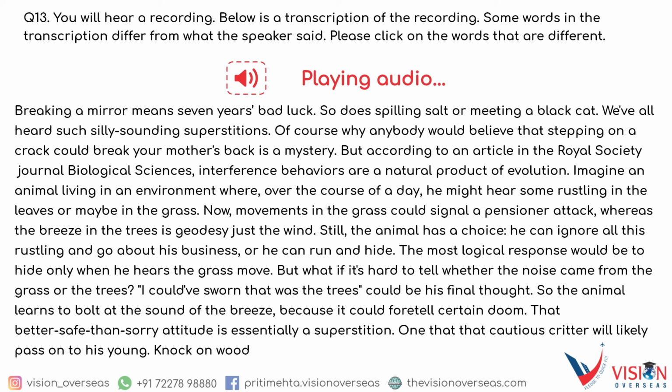Well, "I could have sworn that was the trees" could be his final thought. So the animal learns to bolt at the sound of the breeze because it could foretell certain doom. That better-safe-than-sorry attitude is essentially a superstition, one that cautious critter will likely pass on to his young. Knock on wood.